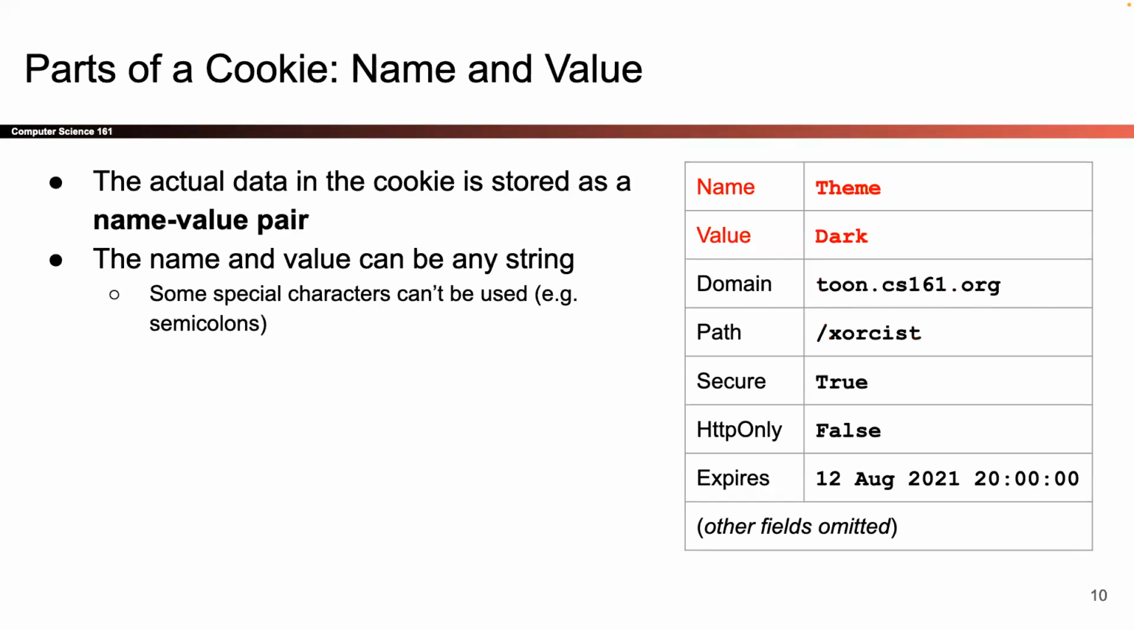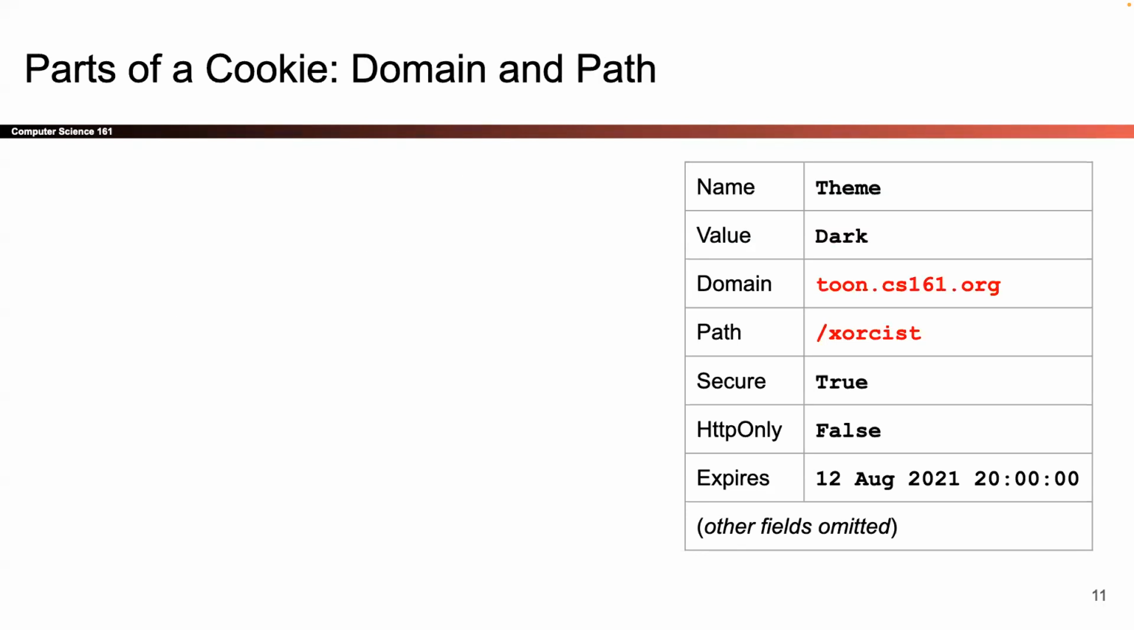Okay. Then we need to say something about what websites this cookie is associated with. Because if I just say theme equals dark, does that refer to every website in the world? Does it just refer to the 161 class website? Does it refer to you on Google in dark mode too? Who does this cookie belong to, or who is it relevant for?